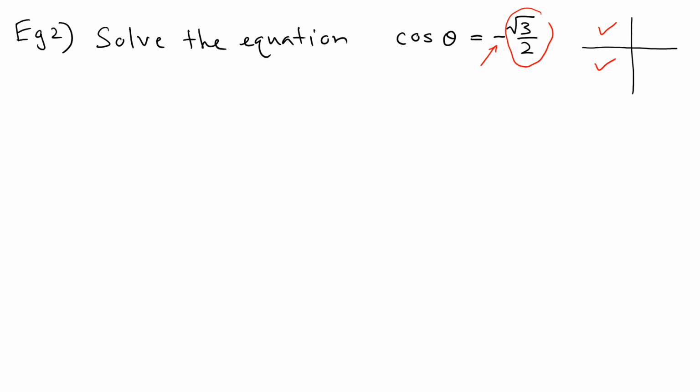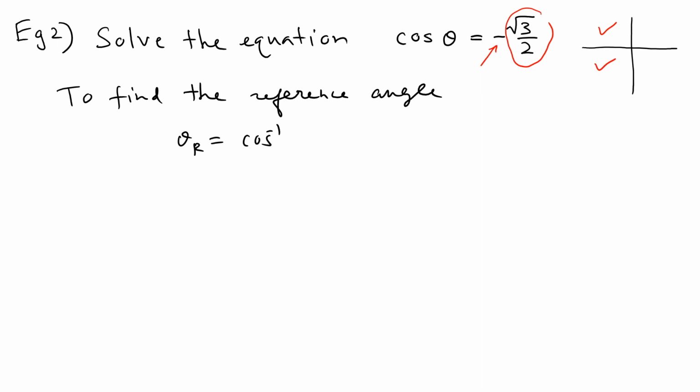So that means your goal is to find the reference angle first. To find the reference angle, we're going to ignore the negative sign, and we're going to say theta r is equal to cosine inverse square root 3 over 2. This is what we always do. We ignore the negative sign and find it.